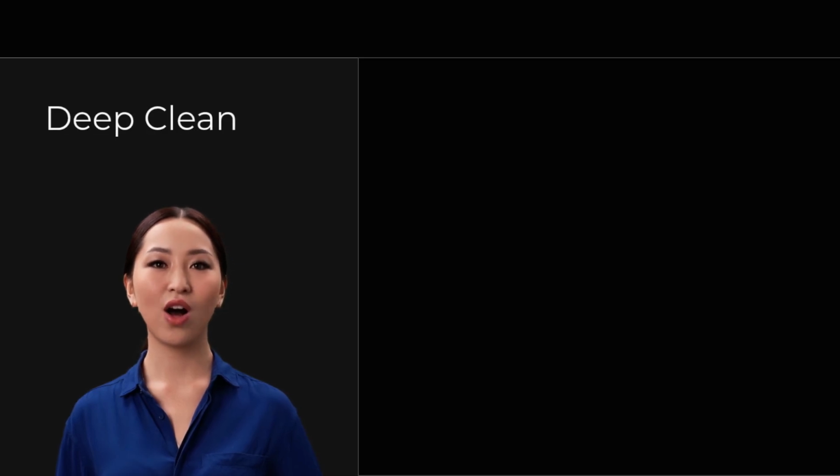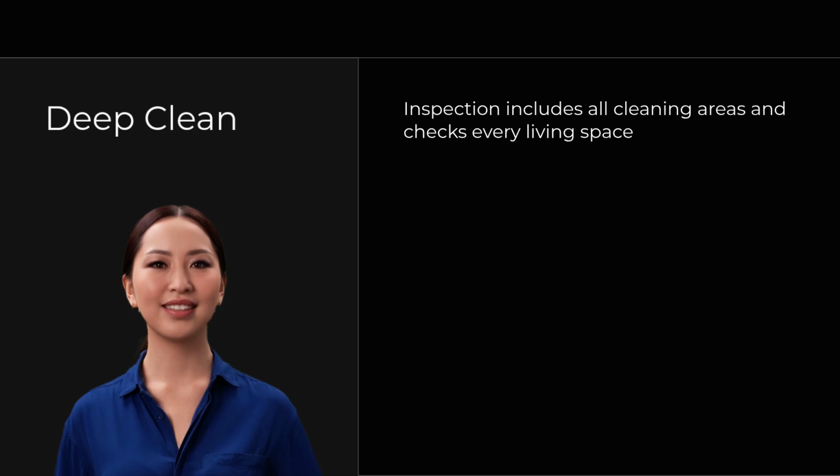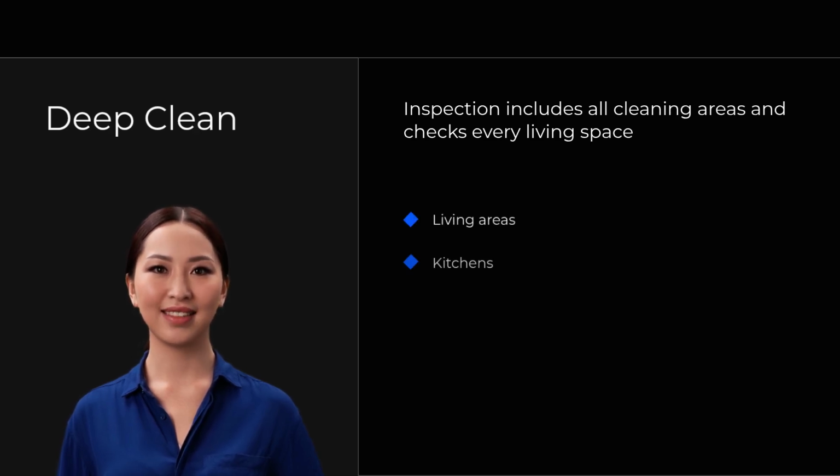The inspection covers all areas of a deep cleaning service. Living areas like bedrooms and dining rooms are thoroughly checked. Kitchens and appliances receive special attention. Bathrooms and sanitary fittings are meticulously inspected. Surfaces and ventilation points complete the scope.